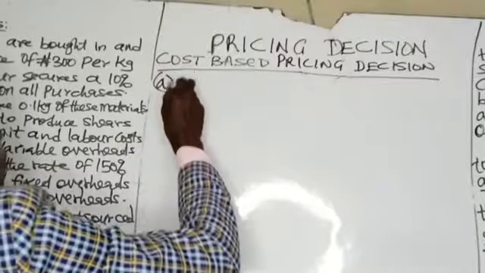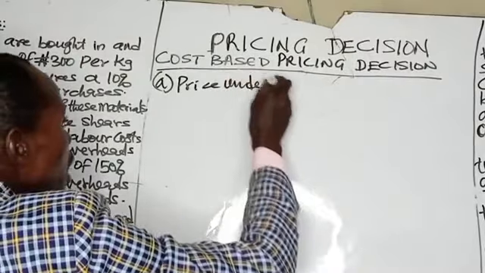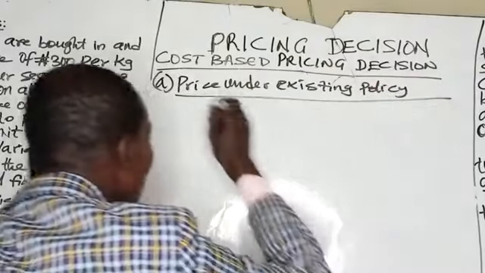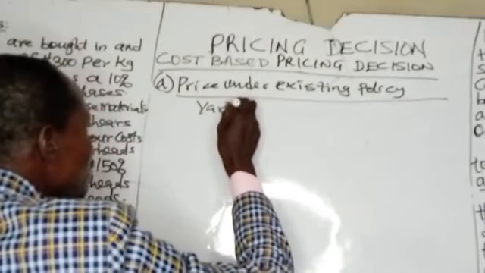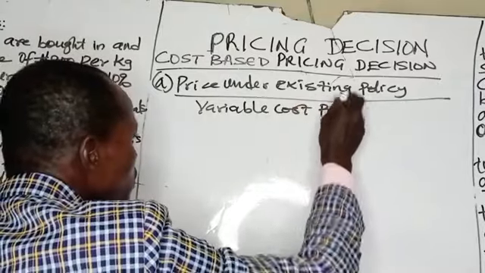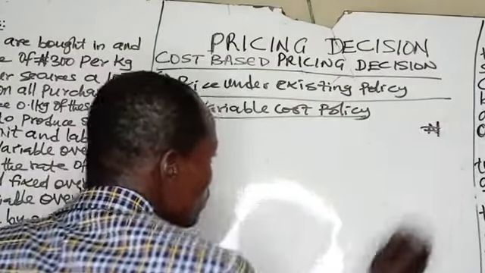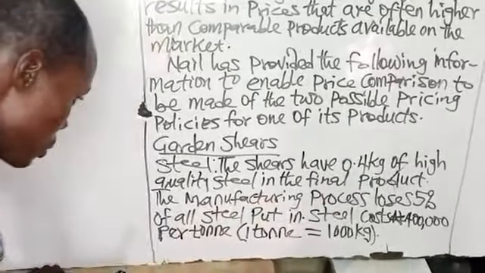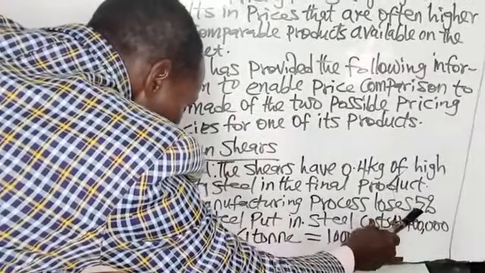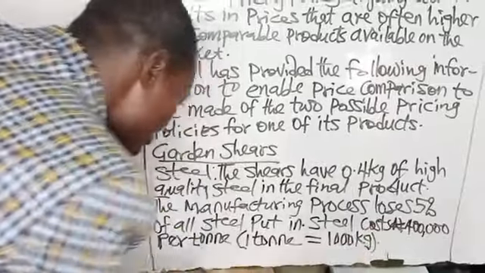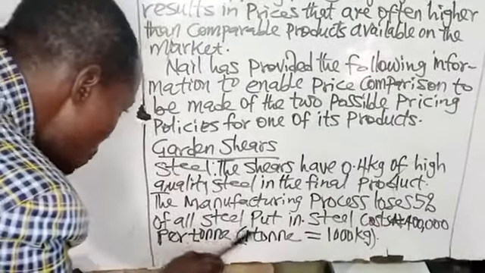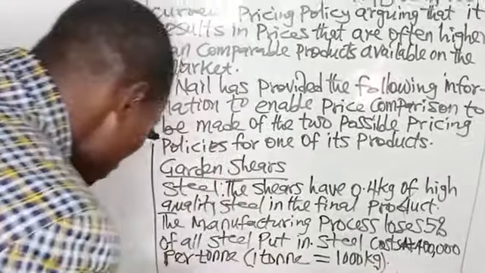A. What will be the price under the existing policy? Remember, the existing policy is variable cost plus 30%. So, the shares have 0.4 kg of high quality steel in the final product, and the manufacturing process loses 5%. That 5% is the normal loss of all steel put in, with steel costing 400,000 per ton. Now, let's calculate the value of steel that will be required for production.